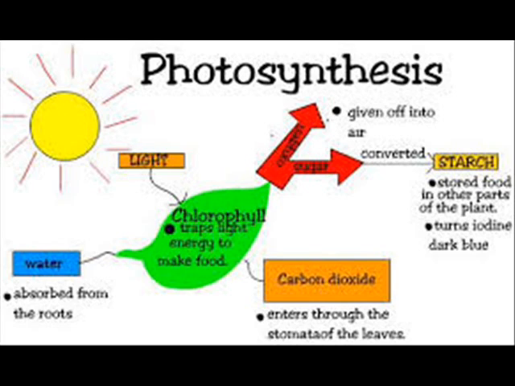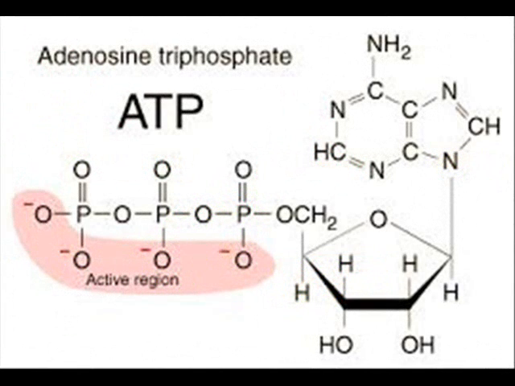Scanlon's room. Alright, so photosynthesis is the changing of carbon dioxide and water into glucose and simple sugars through light energy. And the goal of life and the goal of photosynthesis is to make ATP, which is an essential molecule for every living organism.